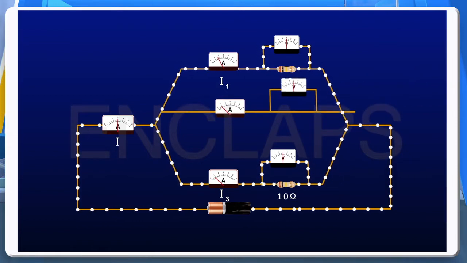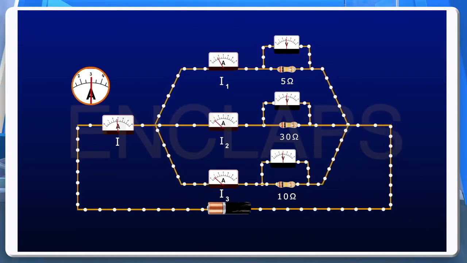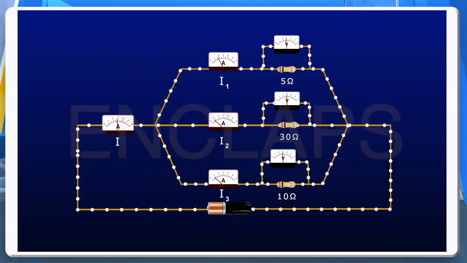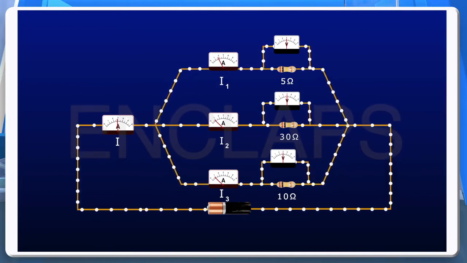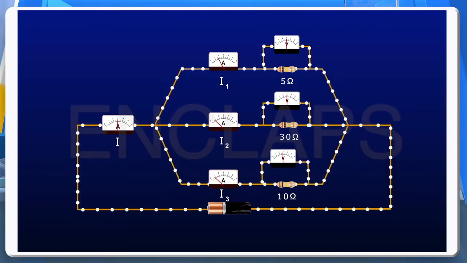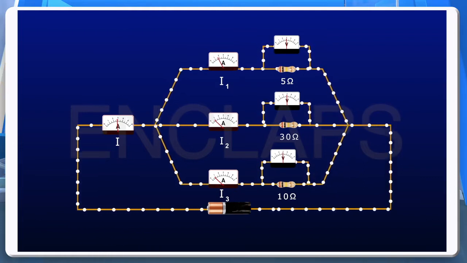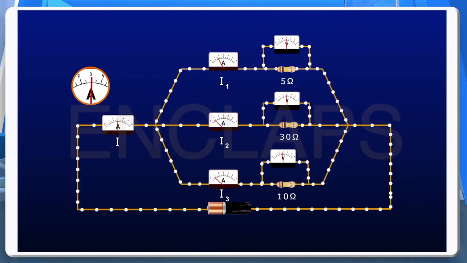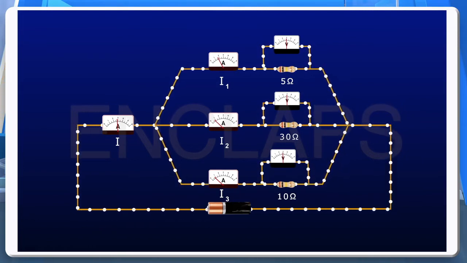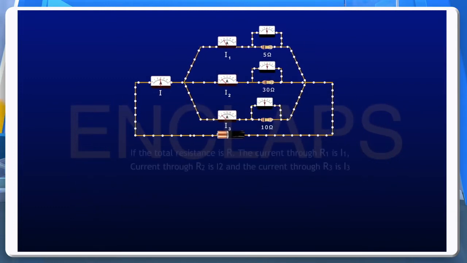Now, when a 30 ohm resistor is connected in parallel, the ammeter reading of the main circuit is 3 ampere. That is, the circuit current is 3 ampere. So, when the number of resistors connected in parallel increases, the effective resistance decreases and the current increases. That is why the current in the circuit increased again. The current in the main path gets split up into 3 paths. In all the resistors, they have the same potential difference.